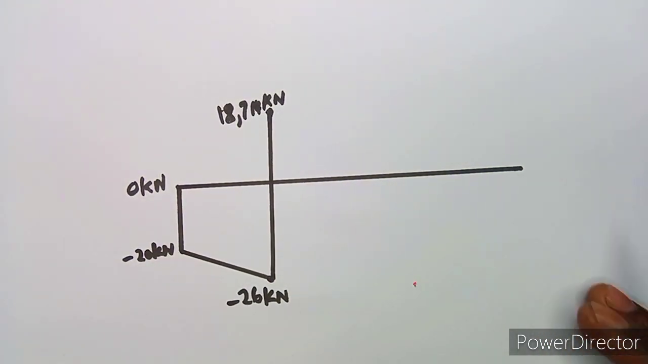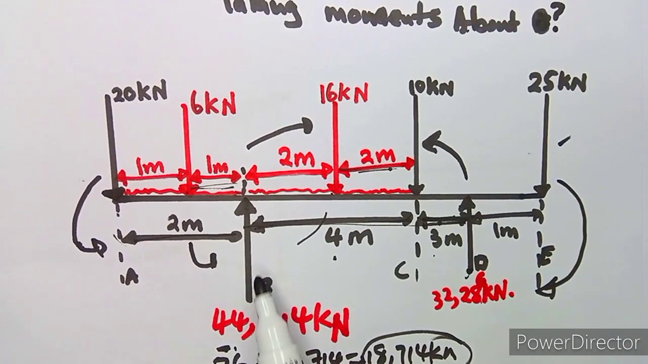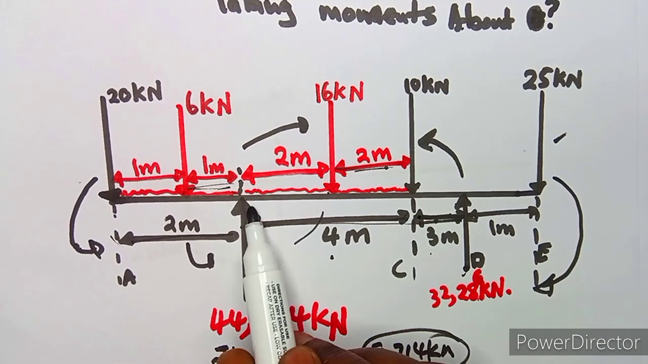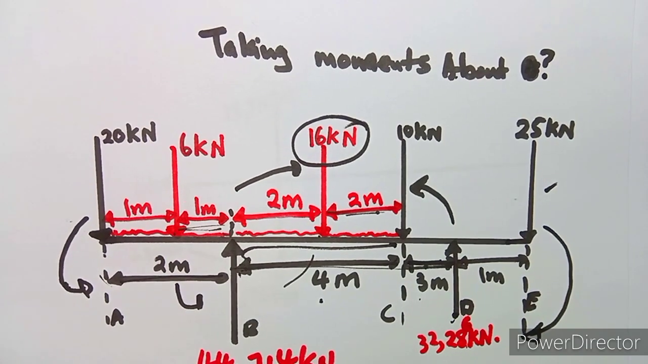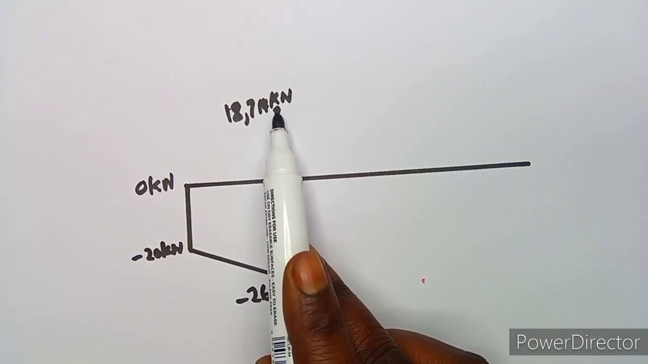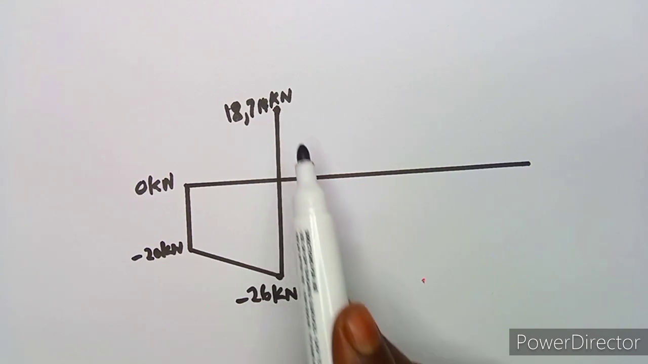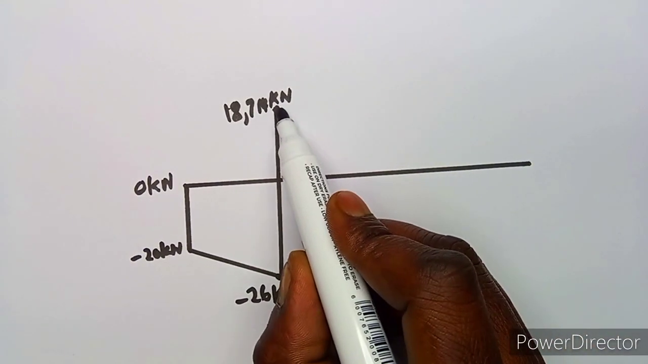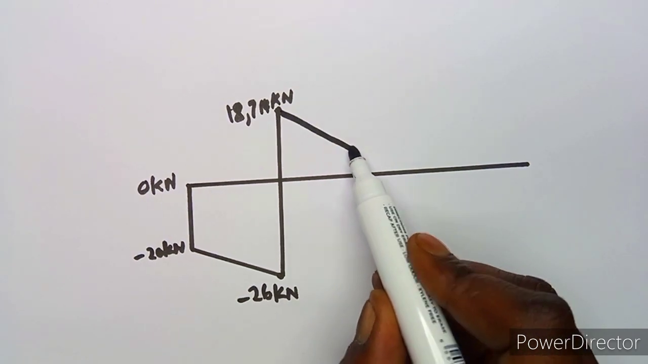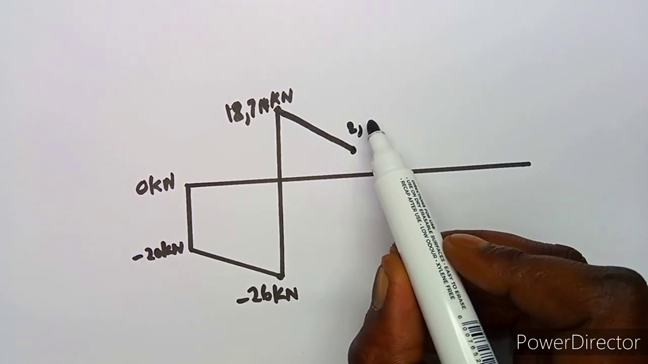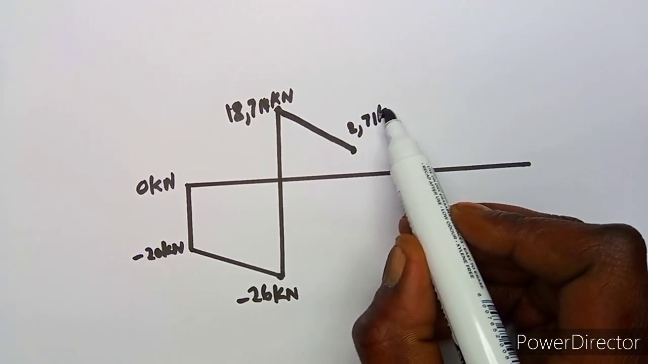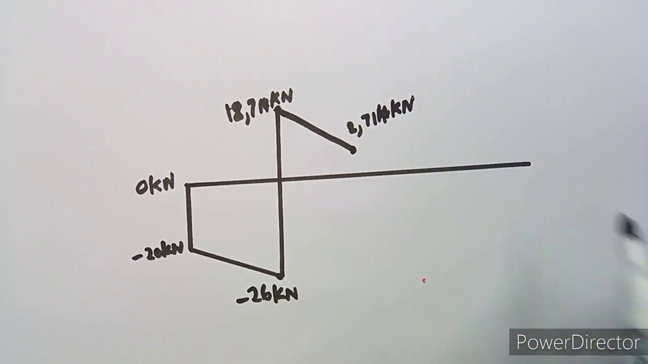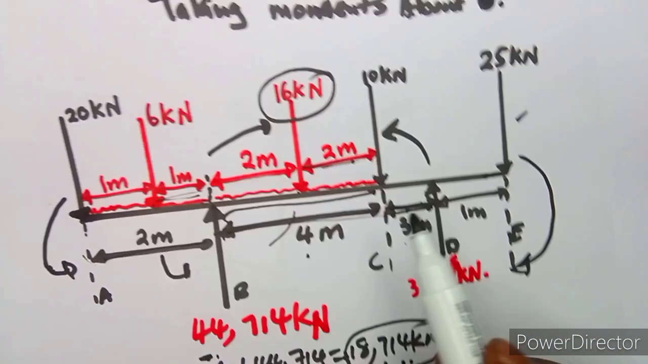Between B and C there's a distributed load again, so we have to subtract 16 from where we are now at this point. Remember, we are at 18,714 now, so we subtract 16 and this will give us something like 2,714. So this is where we are now. We subtract, do this and that, then we move on.